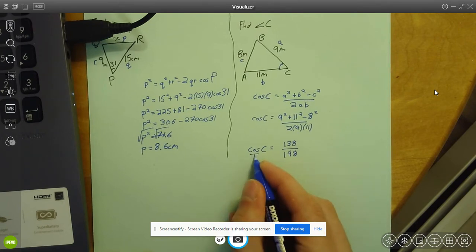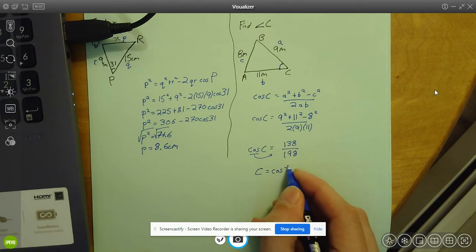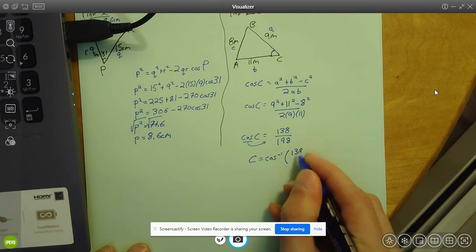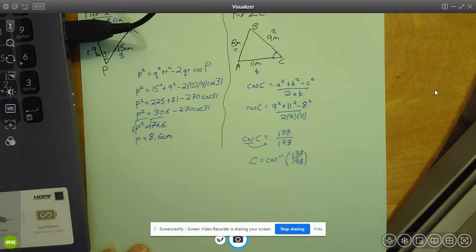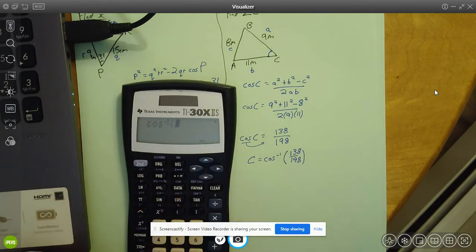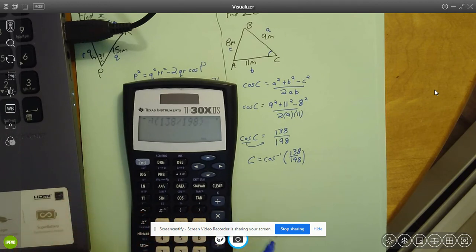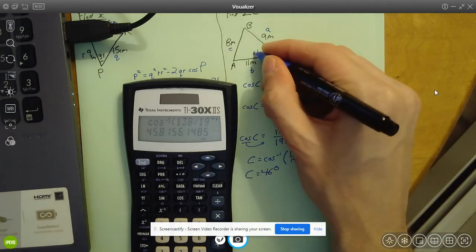Okay. So that's my cosine ratio for angle C, but I want to find angle C by itself. So to move the cosine to the other side, we always have to do the opposite. And the opposite of cosine is inverse cos. It looks like a cos minus 1 on your calculator. And what that does is look up this ratio to figure out the corresponding angle. So again, I'm going to click my second or my shift button and then cosine. So that's cosine inverse. And then I can just do 138 divided by 198. And because it's an angle, I'm going to round to the nearest degree. So angle C is 46 degrees.